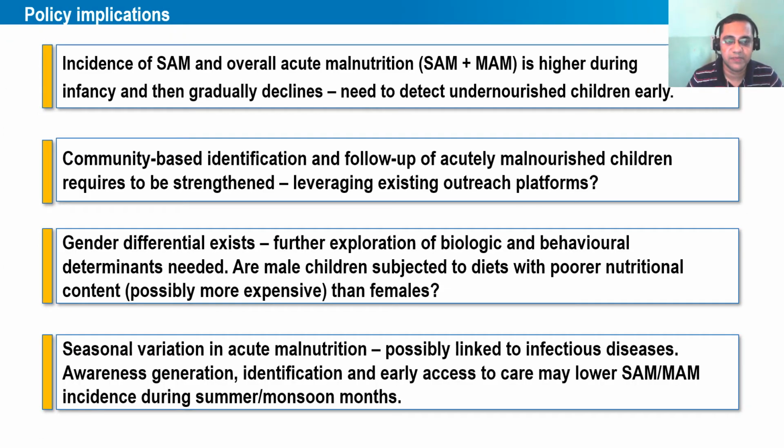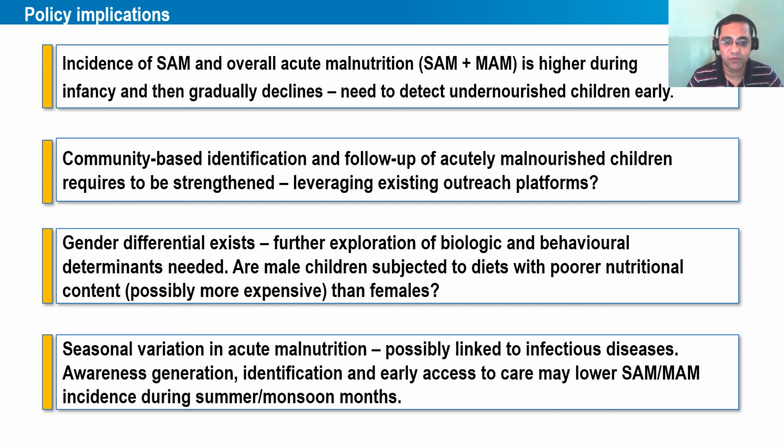Now coming to policy implications, as we saw that incidence was the highest in the earliest age, that is under 6 months, so these children need to be detected early. And as we know, there are very few functional NRCs in Bihar, and they are all in district hospitals, and the community-based management of acute malnutrition hasn't also picked up in Bihar. So we suggest leveraging the existing outreach platforms and channels to identify and follow up these acutely malnourished children.